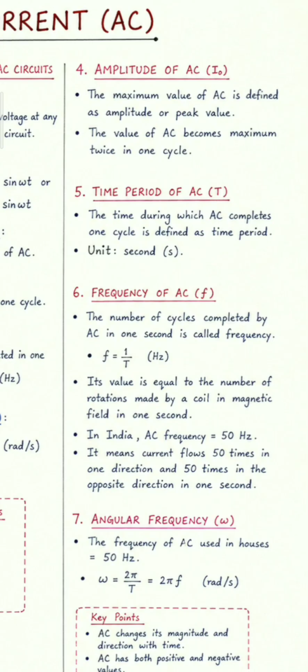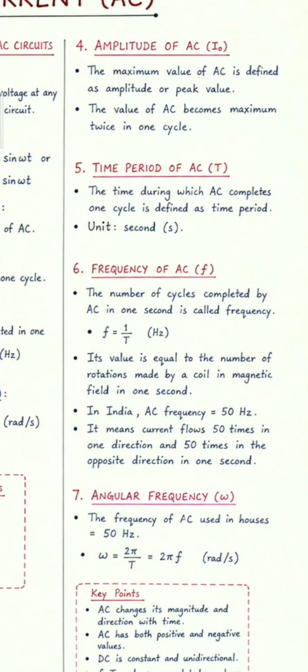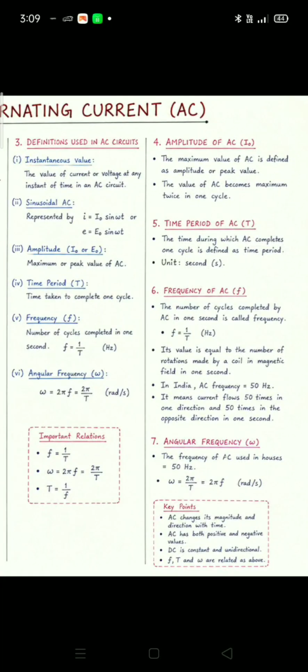And frequency of AC. The number of cycles completed by AC in 1 second is called frequency. F equals 1 by T hertz. Its value is equal to the number of rotations made by a coil in a magnetic field in 1 second. In India, AC frequency is 50 Hz. It means current flows 50 times in one direction and 50 times in the opposite direction in 1 second.